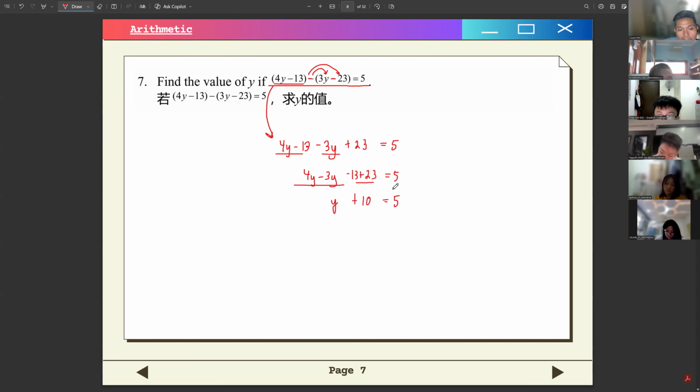Okay, so we can subtract 10 from both sides. Or in other words, you can transpose the positive 10 to the other side, so that becomes a negative 10. So 5 minus 10 is just negative 5. So that's just our answer. All right, is that clear? It's very straightforward, right?